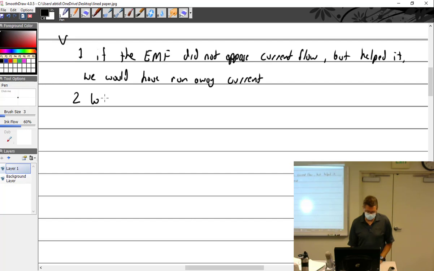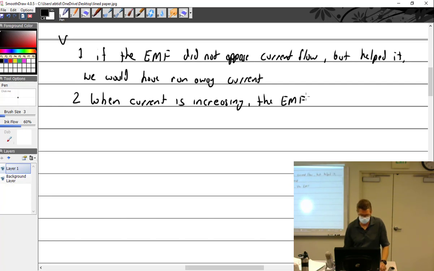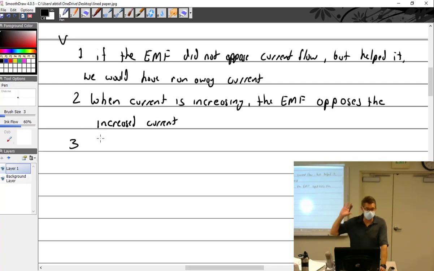So to reiterate this, when current is increasing, the EMF does what? It opposes the increased current. So as current is building up, it says, stop it, don't build up, okay?